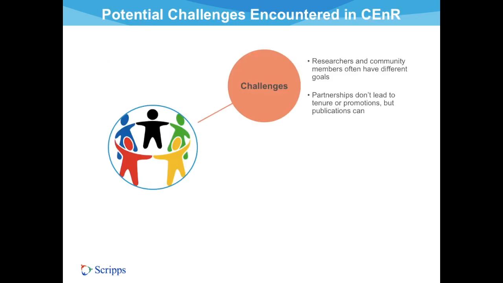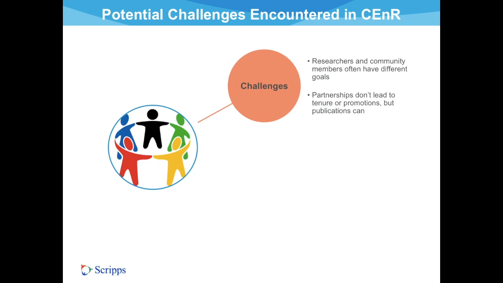One challenge that may arise is that the researchers and community members often have different goals. The partnership itself doesn't lead to tenure or promotions for the researcher, but publications often can. It is important to understand the different roles, responsibilities, timelines, and work pressures often faced by faculty and researchers. A researcher, especially a junior researcher, is motivated by grant deadlines, student research assistance availability during semesters, and by pressures to produce manuscripts and papers for tenure and promotions.